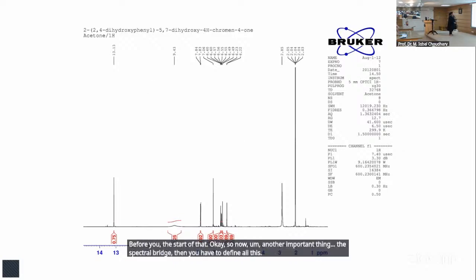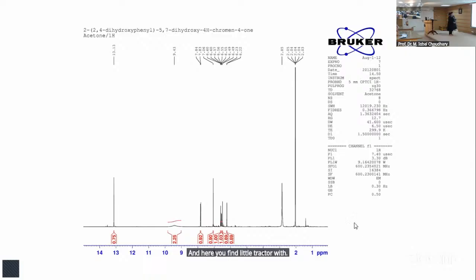And here you define the spectral width, I think it's like from -1 to 15 ppm. But that spectral width you have to define. Okay, it doesn't take it automatically. You have to write the spectral width when you are doing an NMR experiment by yourself. And then you have to select the middle point as well.